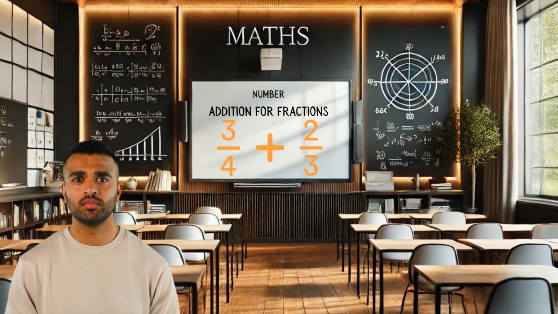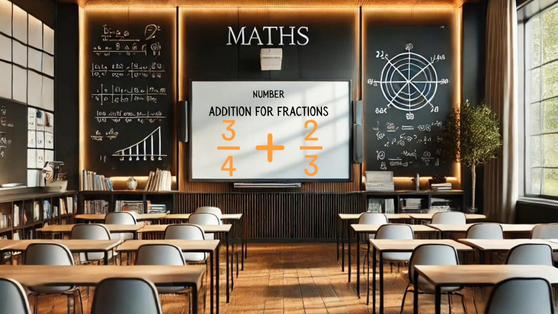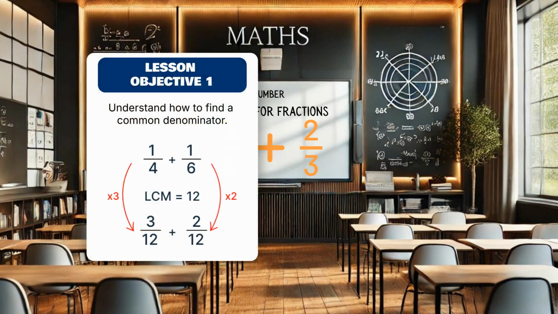In today's lesson, we explored the methods to add fractions, a crucial skill in mathematics. We began by understanding the concept of adding fractions with the same denominator, where we simply add the numerators while keeping the denominator constant. For fractions with different denominators, we outlined a three-step process: finding the lowest common multiple of the denominators, converting each fraction to an equivalent fraction with the lowest common multiple as the new denominator, and then adding the numerators of these equivalent fractions.